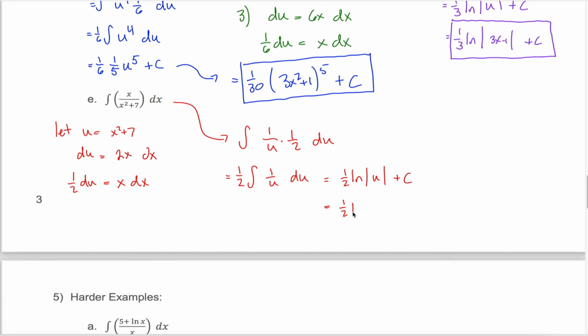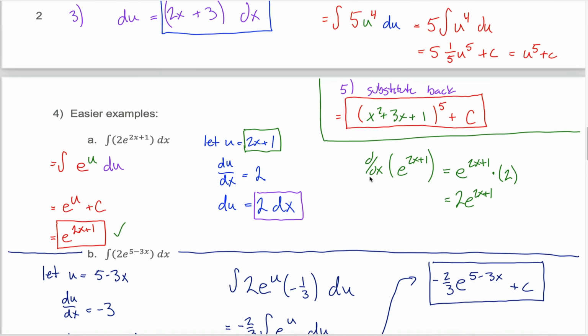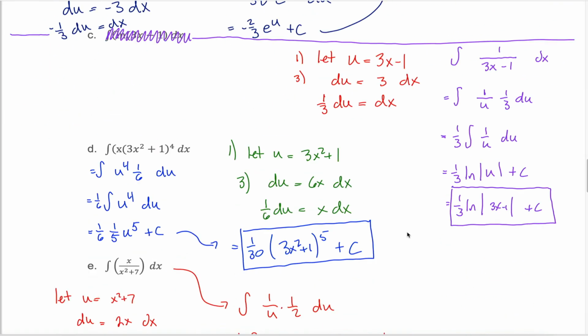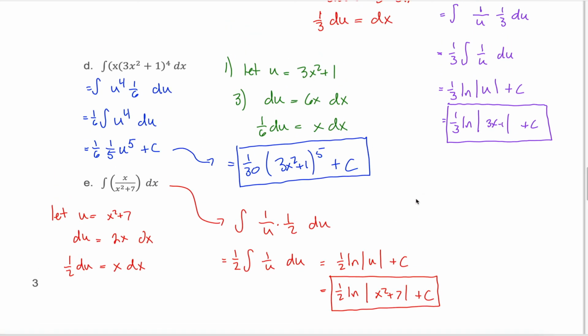And then you take it one step further. You don't want to leave u's in your answer. So my final answer would be 1/2 times the natural log of x squared plus 7, plus c. On this problem, as well as all of the above, you can check your answers by taking derivatives, and when you do so, you should see some chain rule going on. But when you get really good at these, you won't even need to check your answers because you'll be so confident in the algorithm in its own right.